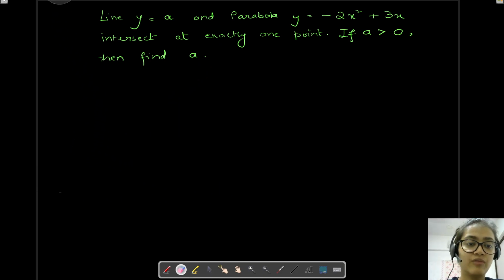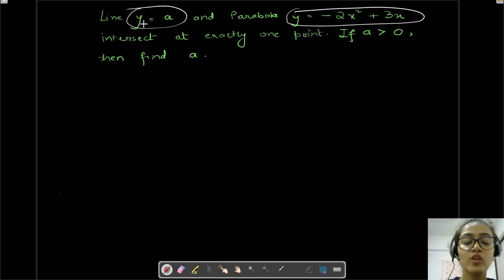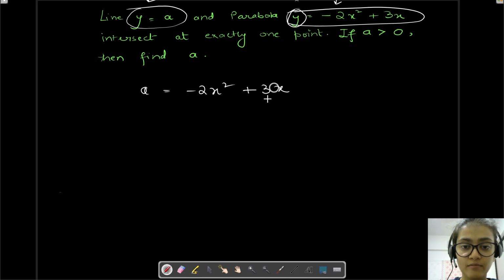But in this case, the equation of the line is given, which is y equals a, and we have the equation of the parabola. So what you need to do is substitute the value of y from this equation into this equation. We know that y is equal to a, so in place of this y, I'm going to put a. So we get a equals -2x² + 3x. Okay, let's do some manipulation. So -2x² + 3x - a is equal to 0.